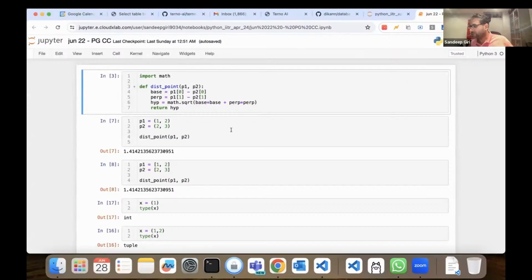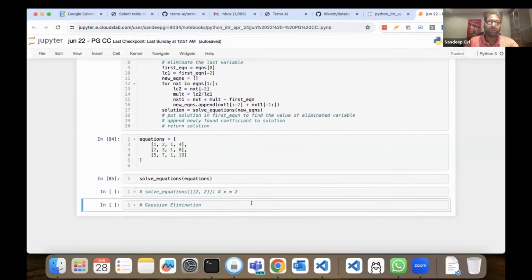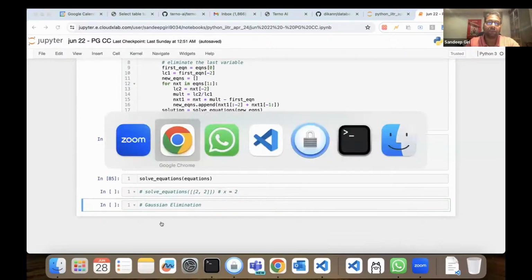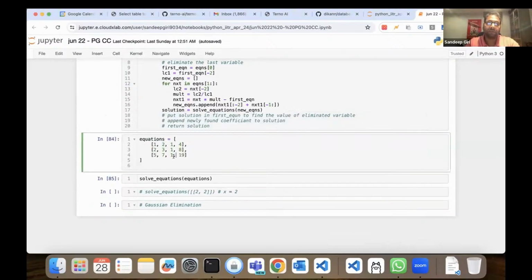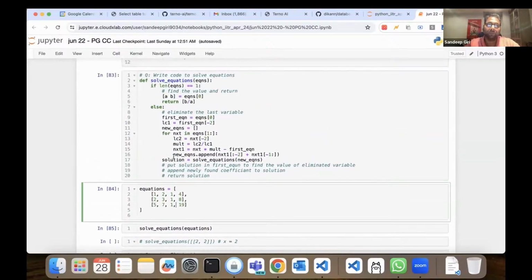All right. So yeah, this is where we ended our discussion. And the discussion was around how would you solve the consecutive equations? Okay, so you are given these equations, and you have to solve them using the code.